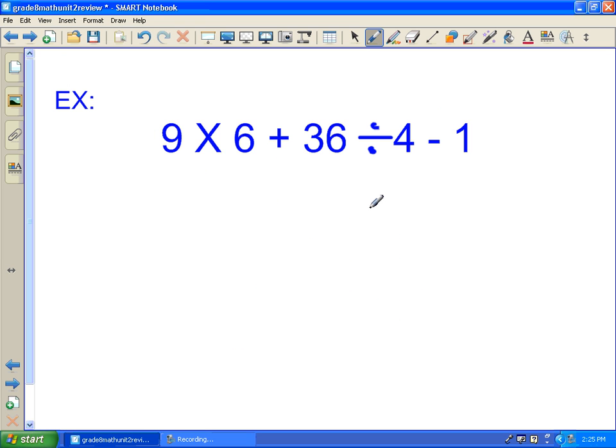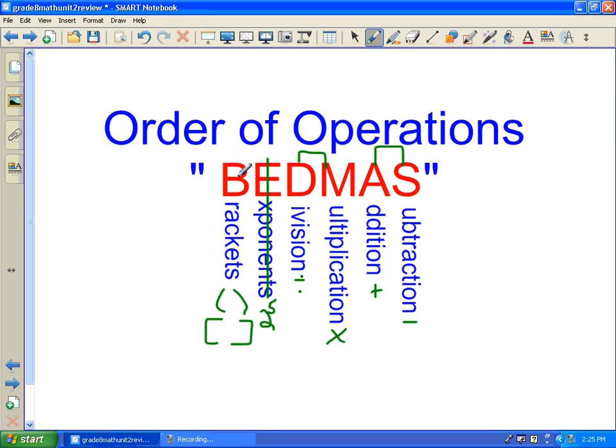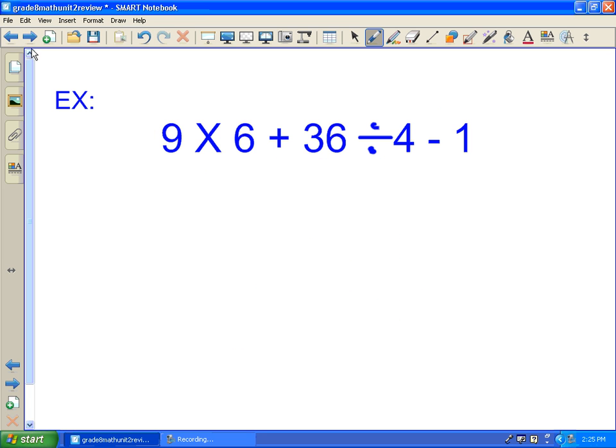Let's start with this problem here. We could do the multiplication first, the addition first, or the division first, or the subtraction first. But according to BEDMAS, first thing we do is brackets. There was none. We don't worry about exponents yet at this stage. Division and then multiplication. So we do division first. And I always like to underline it kind of like this.